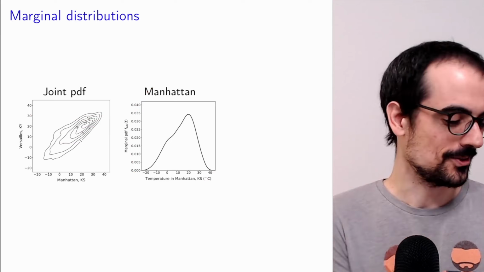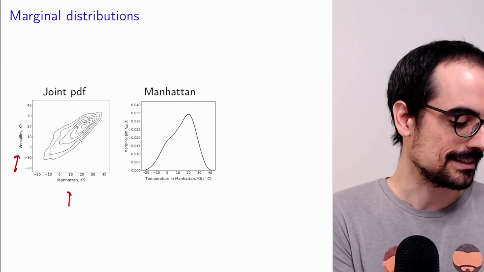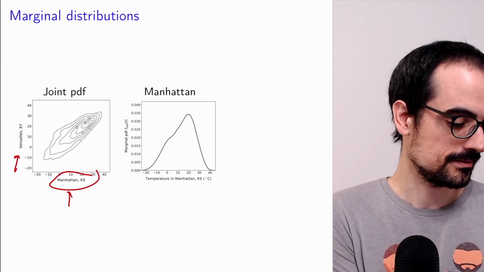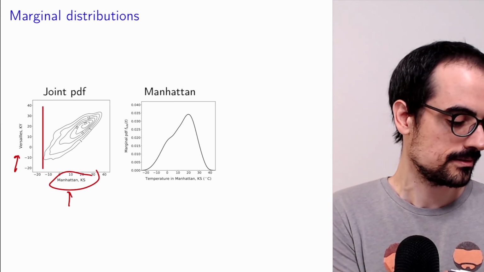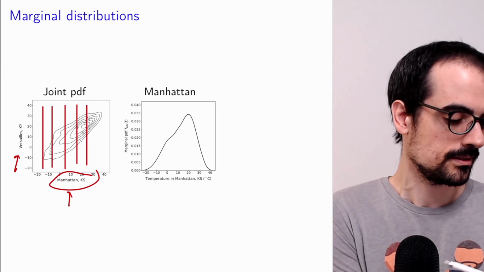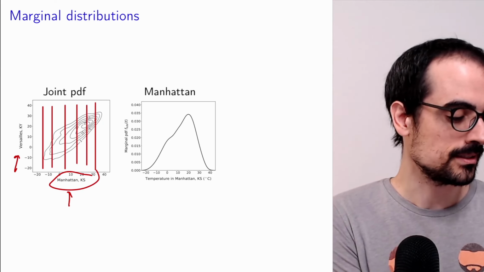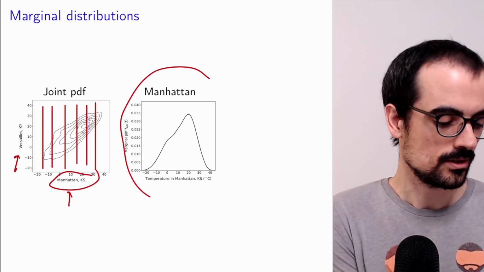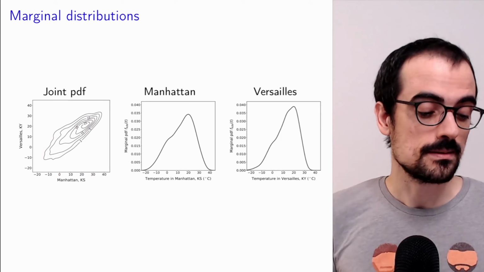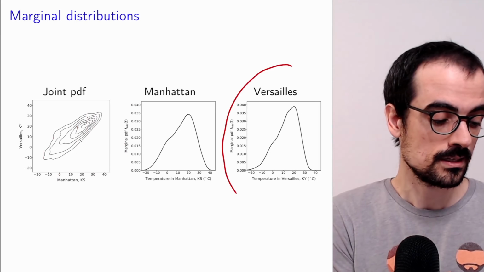Hopefully you noticed, you see that this is Versailles and this is Manhattan. So if you want this density, you have to integrate this way. Okay. You have to integrate that way. And then you get the marginal of Manhattan. What happens if you integrate horizontally? You get the marginal of Versailles.